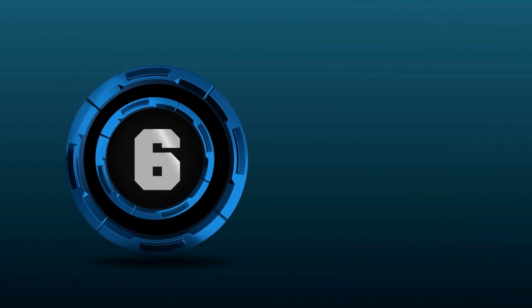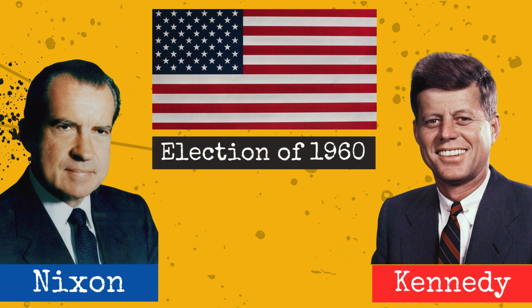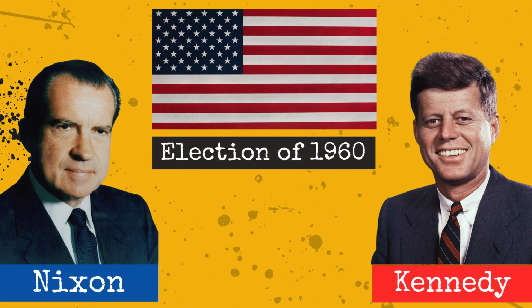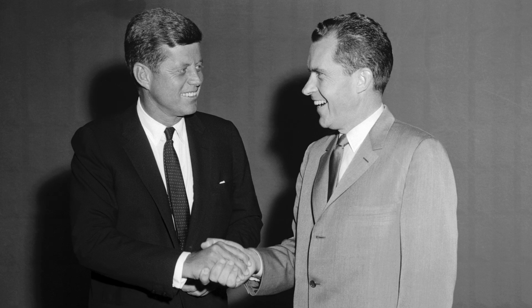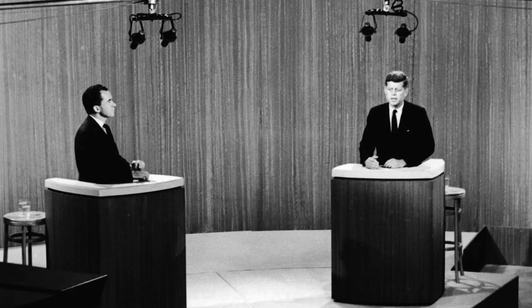Number 6, the 1960 election between John F. Kennedy and Richard Nixon. This election was incredibly close in the popular vote. Kennedy's victory in the Electoral College was more comfortable at 303 to 219, but the popular vote was decided by roughly 112,000 votes out of over 68 million.